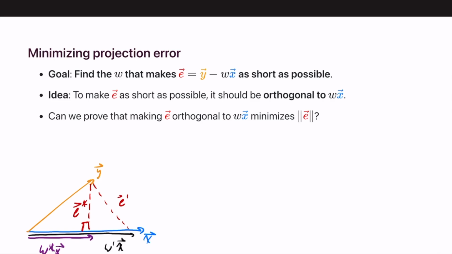So the idea here, let's put this in green. I guess our purpose is to want to show that the vector E star is the shortest possible error vector that we can create.